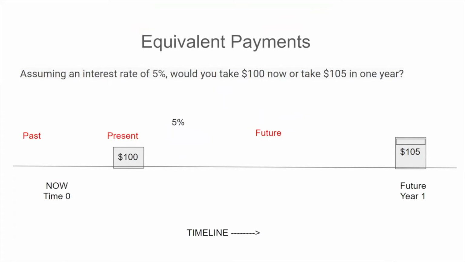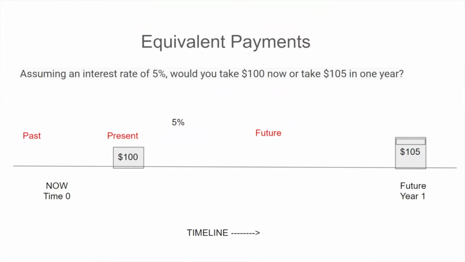Let's assume you had $100 now. Someone said to you, I'll give you $100 now, or I'll give you $105 in the future. What are you going to take? Effectively, should I take $100 now, or should I hold out for a year and get $105? And the natural question that you need to ask is, what is the rate of interest that I can potentially get on that investment?